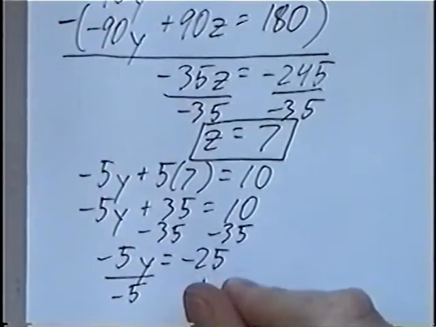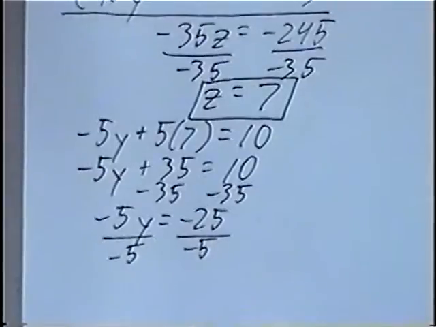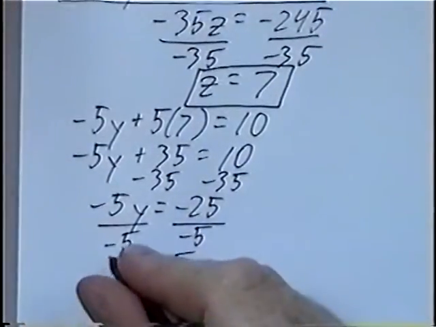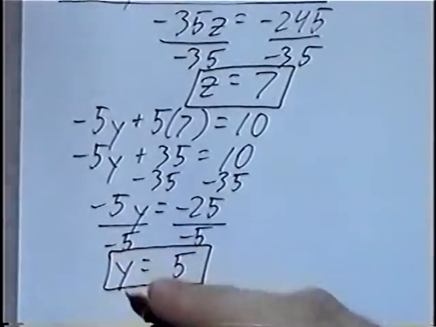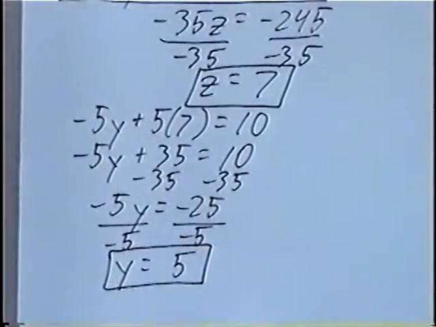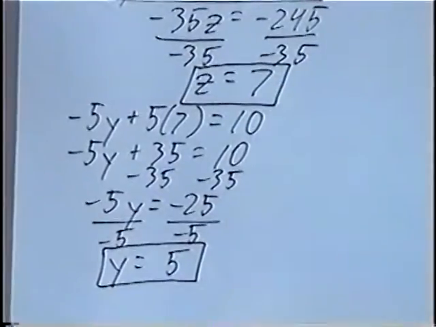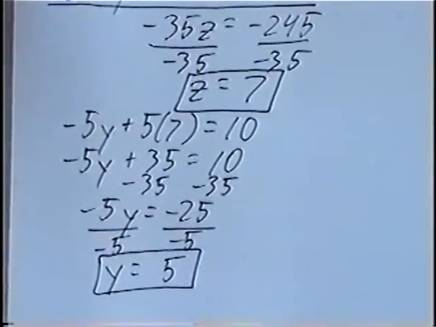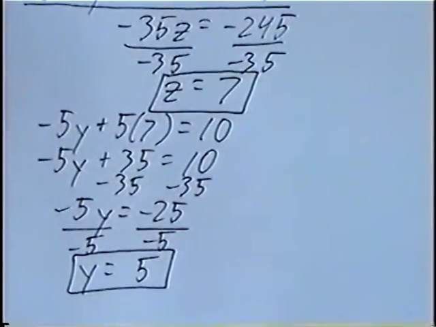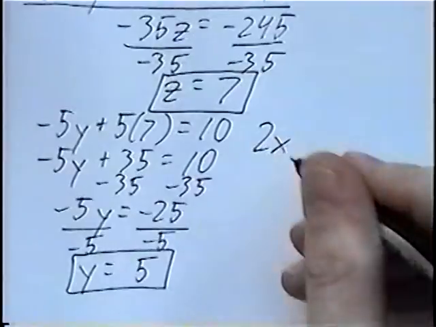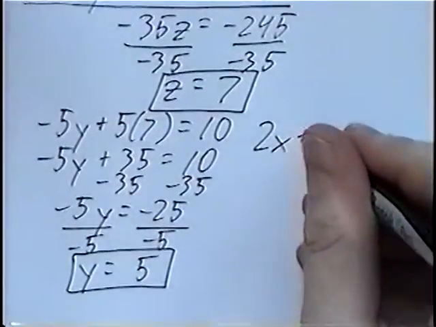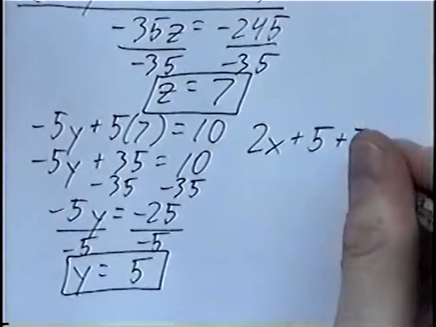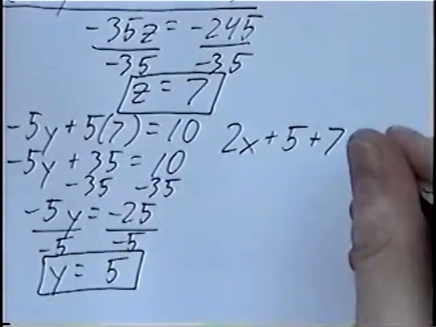Dividing by negative 5, we'll have our second answer, y equals positive 5. Once we have both variables, z and y, we can plug them into any other equation to solve for x. If we take the very first equation in the original problem, which was 2x plus y, but we can substitute a 5, plus z, which would be 7, and equals 14.